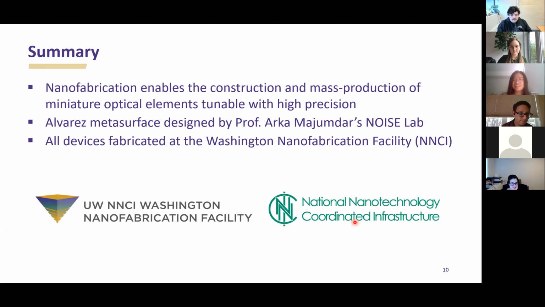And yeah, just in summary, we use nanofabrication to fabricate tunable miniature lenses. And this is a joint project. So the metal surface lens itself is designed by Professor Majana's group in electrical engineering as well, and everything's fabricated at a nanofabrication facility.